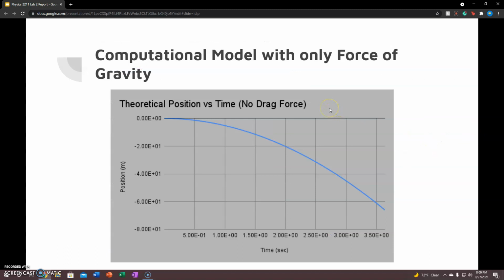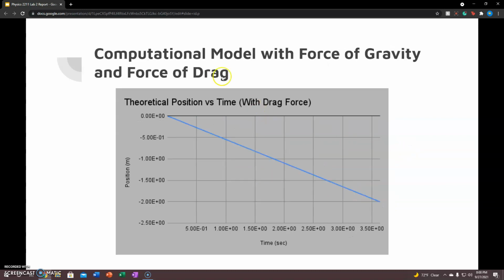And this was the computational model with only the force of gravity acting on it. So as you can see, it's a parabolic slope in the negative direction, which makes sense since there's acceleration only due to gravity in the negative direction, no acceleration due to drag. And this was the computational model with force of gravity and force of drag. So as you can see in my case, this is almost a linear slope, which means that the force of drag equaled the force of gravity or close to it.